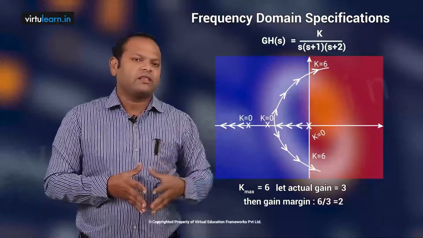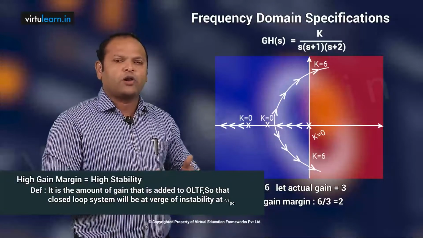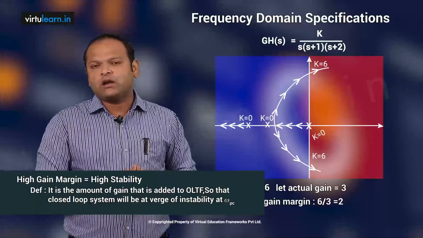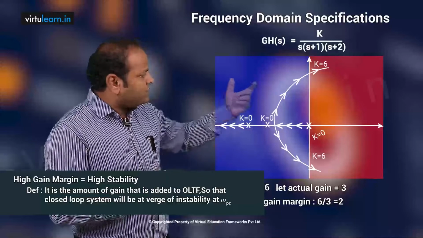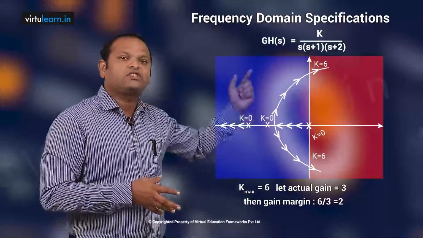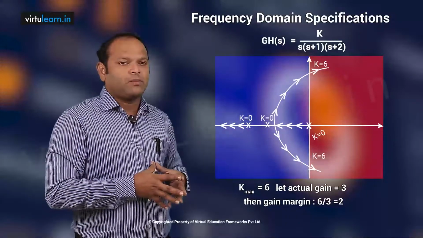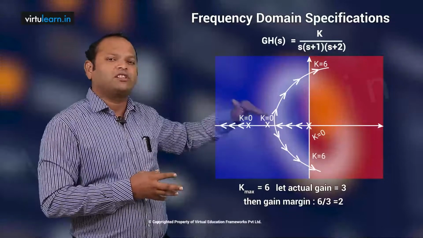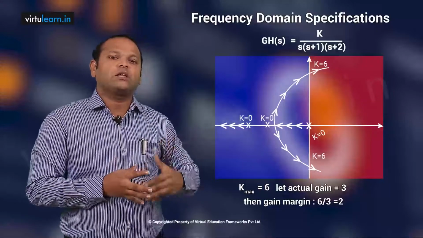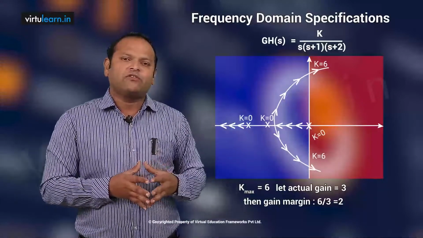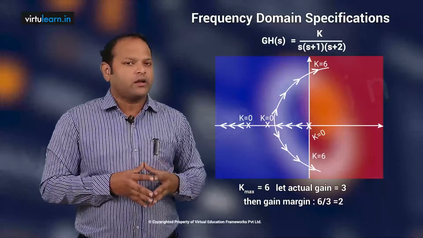We can also define the gain margin as the amount of gain that can be added to the open loop transfer function, or within the loop, so that the closed loop system will be at the verge of instability. In this example, the gain margin is 6 by 3, which is 2. So 2 is the factor by which the gain can be increased; 3 into 2 is 6, and the system will be at the verge of instability. This is the gain margin of the system, which is one of the very important relative stability and also time and frequency domain specifications.